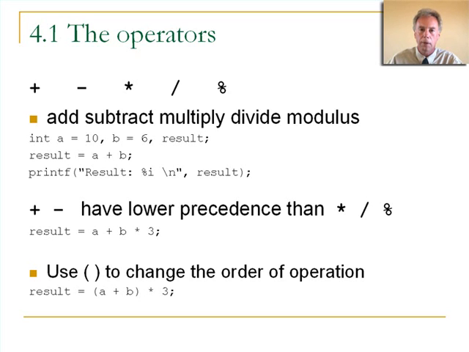You can use parentheses in C in your arithmetic statements to change the precedence. So result gets a plus b in parentheses multiplied by c. So the a plus b would happen first. And these rules of precedence are the same that you've been using in algebra, and they should be comfortable to you.